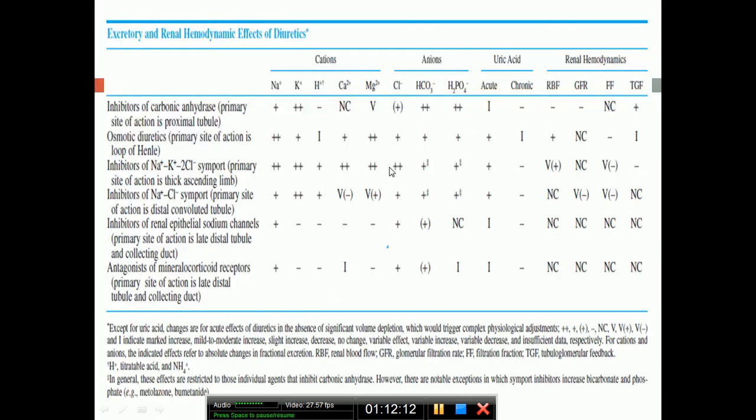This is a beautiful chart describing all the diuretics and effects on cations, anions, uric acid and renal hemodynamics.